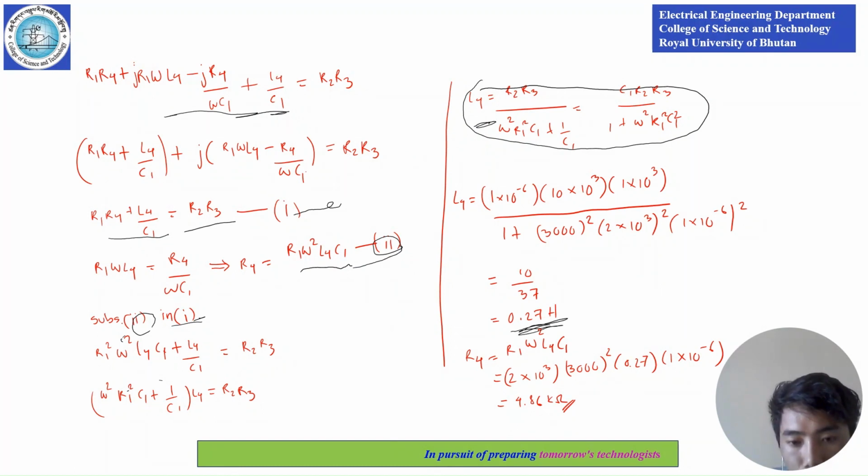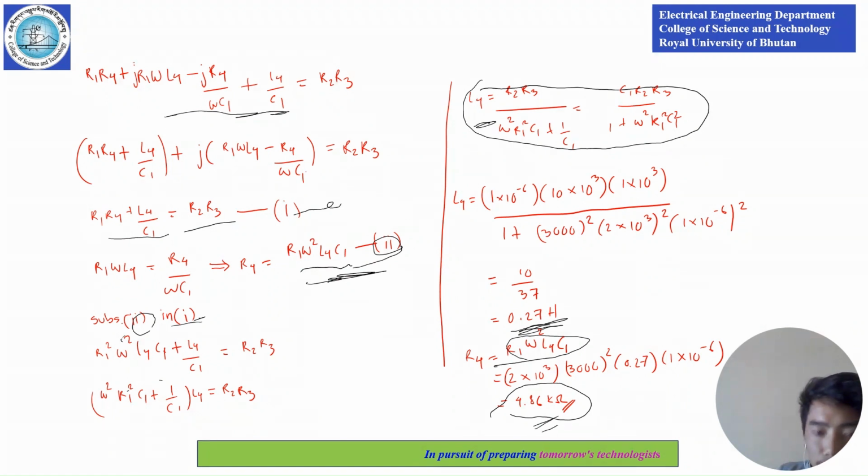And for R4, we will use the second equation. Equation number 2 is R4 equals R1 omega square L4 C1. Upon substituting the values of R1, omega, L4 and C1, we get R4 equals 4.86 kilo ohm. So this is our solution for the problem related to the Hayes bridge.